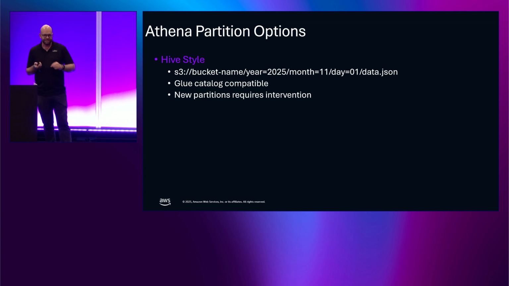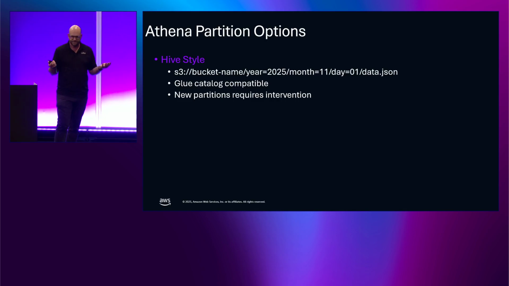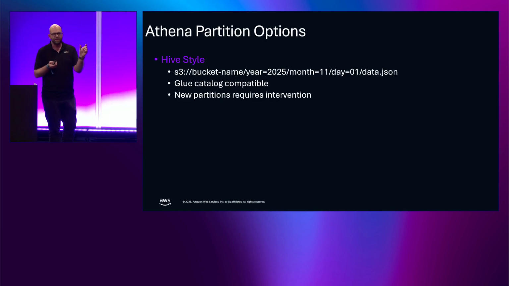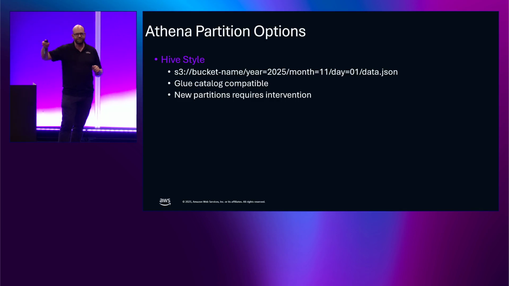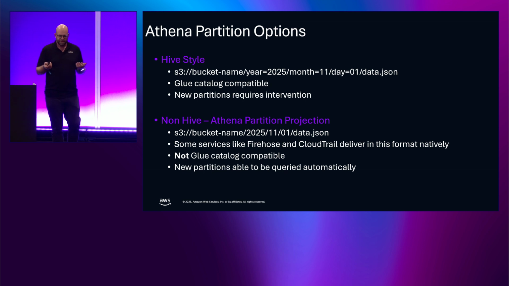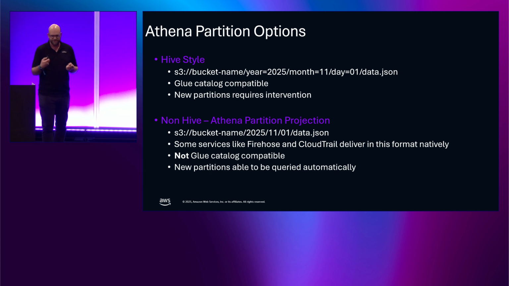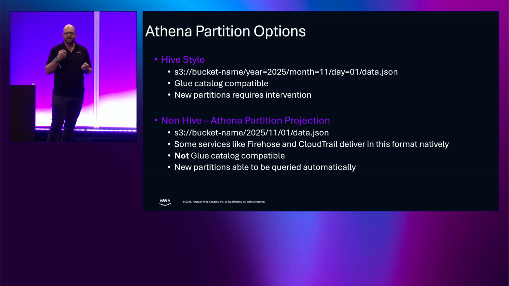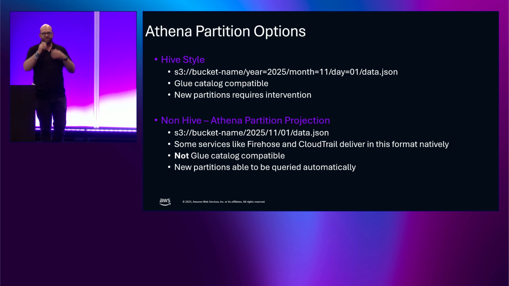When you're partitioning this data in S3, there are two ways to do that. There's the Hive style, where you label the partition, so year equals 2025. That's the traditional, standard way of partitioning. In our case, there's also non-Hive, where you're doing partition projection. Examples of that are CloudTrail and ALB logs. A lot of AWS services use that second method.